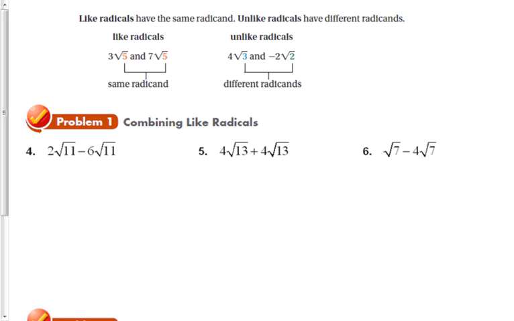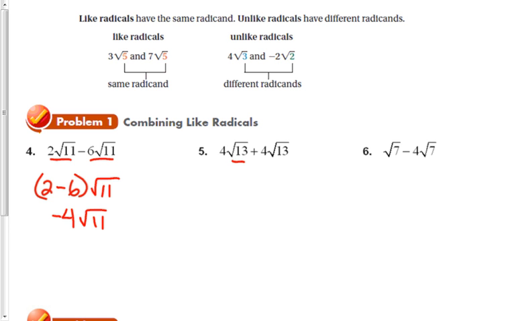2 times the square root of 11 minus 6 times the square root of 11. Notice the square root of 11 is in fact a factor of both. So we can just think of the square root of 11 distributed or factored out of both of those expressions. And 2 minus 6 is negative 4 times the square root of 11.